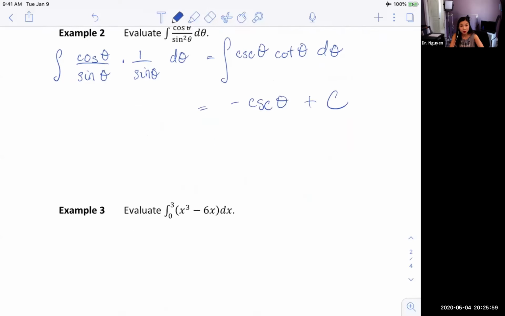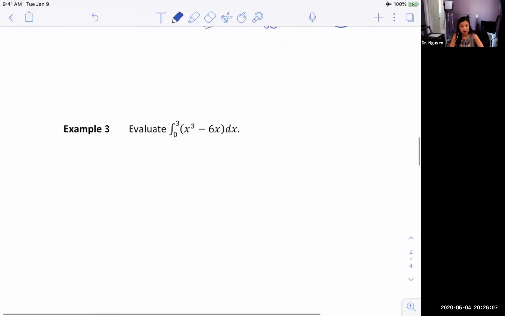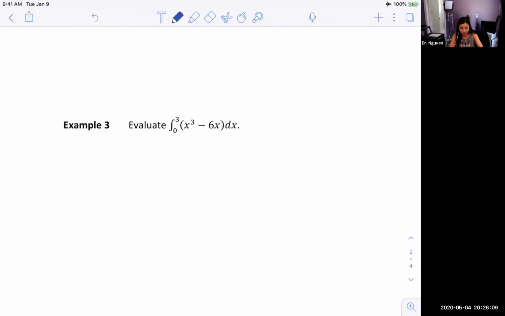This one right here, hopefully you recognize that we did this problem before using the Riemann sum, but now it's going to be so much easier. And this time we have the definite integral, so you can evaluate at the points. For this problem, I have the integral from 0 to 3 of x cubed minus 6x dx.